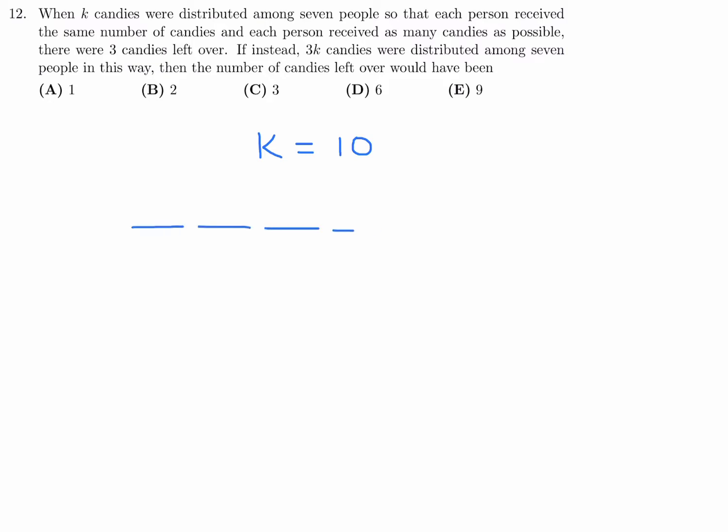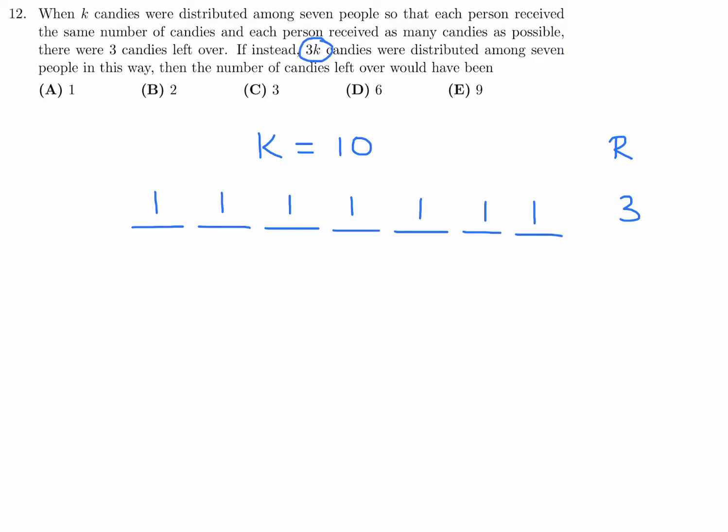So I've got 7 people, and based on the question, they're going to get the maximum number of candies so that everybody gets the same number of candies. The only way to do it when K is equal to 10 is 1. So everybody gets 1. This is the maximum that each of them can get. I've given out 7 candies, but I had 10. How many do I have remaining? 3. So far I am abiding by the rules of the question.